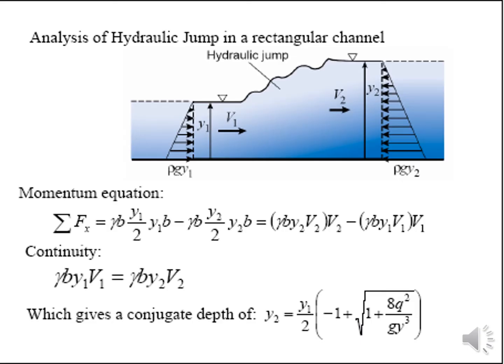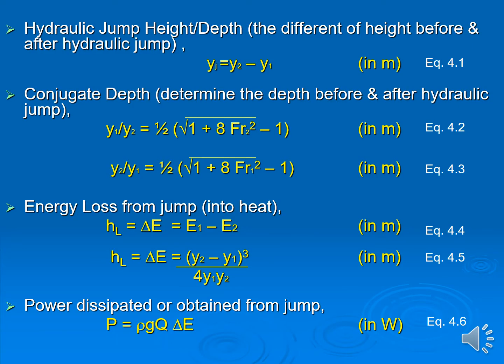This is the sample observation for the conjugate depth equation, which is the lead for the derivation of all these hydraulic jump equations. We have the equations for hydraulic jump height and depth, conjugate depth, energy loss, and power dissipated.